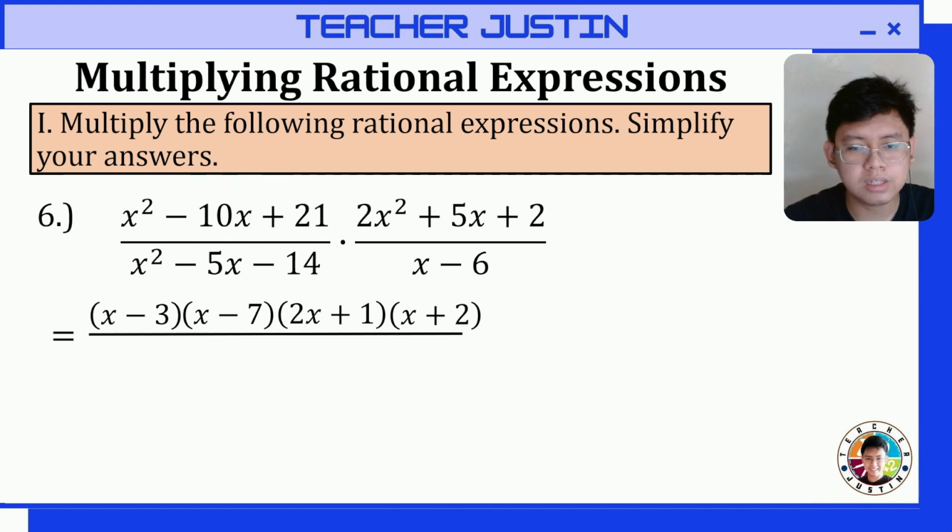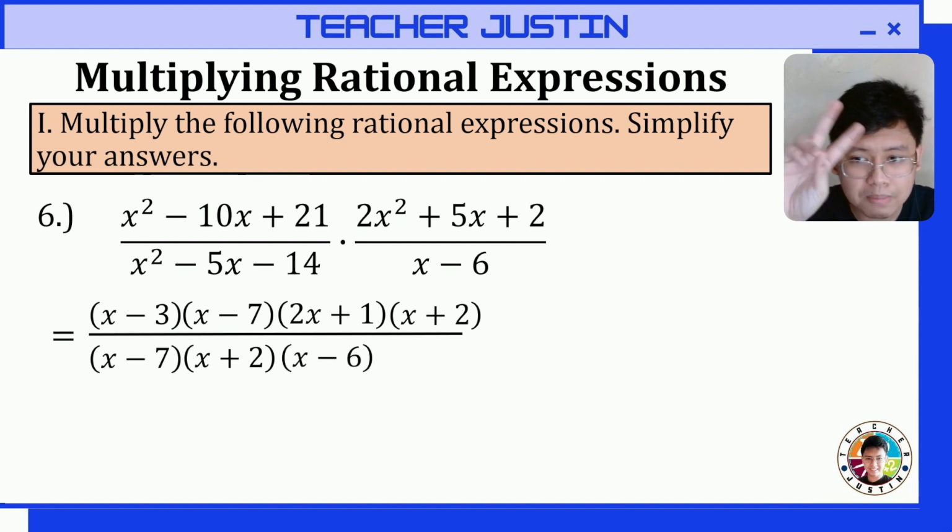Then, punta naman tayo sa denominator natin. Si x squared minus 5x minus 14, let's factor that using quadratic trinomial case 1. So, yung factors niya will be x minus 7 and x plus 2. Tapos, yung x minus 6, since wala na siyang factor, we will just copy x minus 6 and place it in a parenthesis.